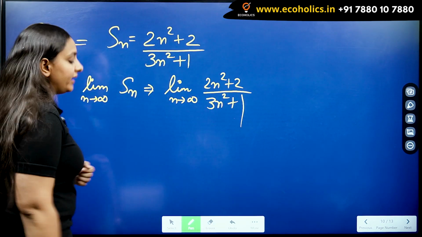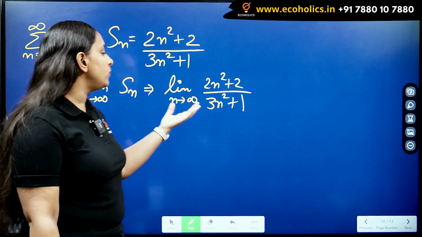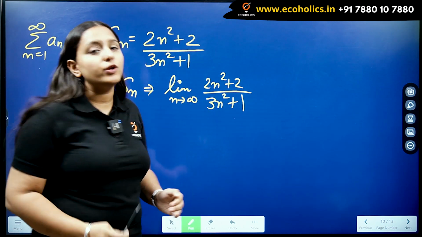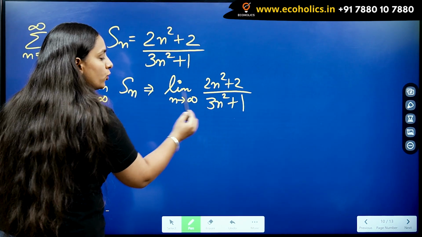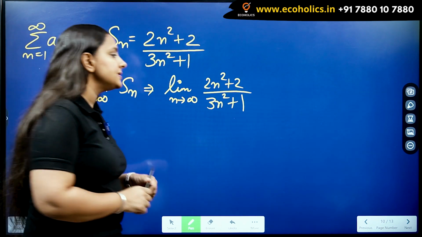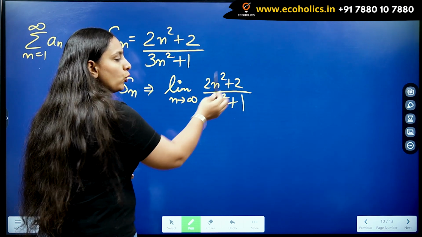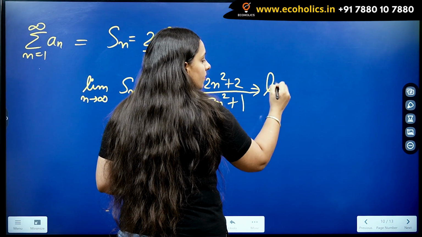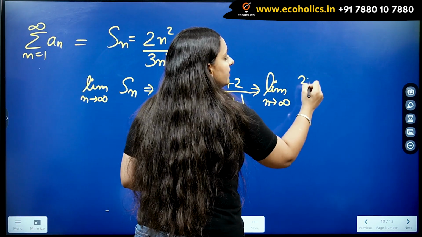Now, whenever you have limits at infinity, how do we solve it? Because if I put infinity directly here, 2 into infinity square plus 2, it's going to be infinity by infinity, which I cannot find the value for. So whenever n approaches infinity and I have a function in fraction form, the trick here is that whatever is the highest power of the variable in the denominator, I can divide the whole fraction with that. So let us do it. Since the highest power of n here is n square, I'm going to divide with n square.